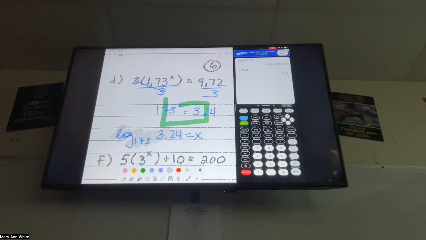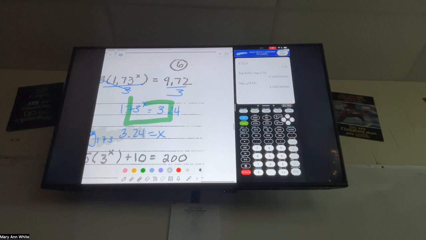If you have to do it the long way, you're gonna do log of 3.24 divided by log of 1.73. But if you have a calculator that allows you to do the shortcut, we'll go to math, we'll scroll all the way down to A, and then we'll plug in 1.73 for my base and 3.24. So we get X equals 2.1447.